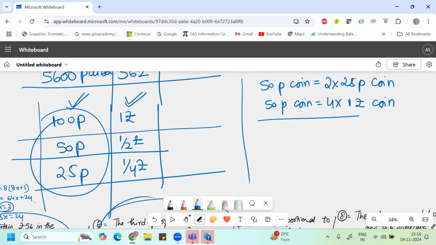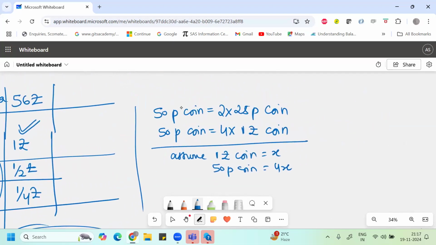So what I did, I just assumed that the 1 rupee coin count is x. So if the 1 rupee coin is x, then your 50 paisa coin would be 4x. Clear? If the 1 rupee coin is x, then your 50 paisa coin would be 4x.